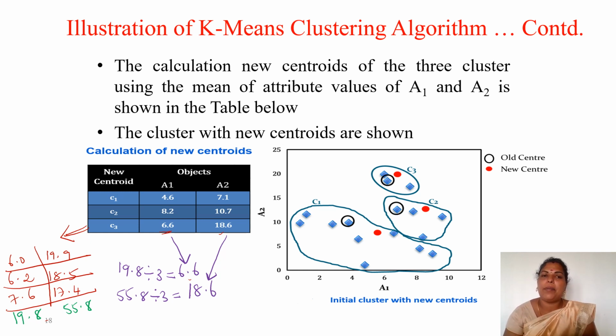After finding the mean, the calculation of the new centroids of the 3 clusters using the mean of the attribute values of A1 and A2 is shown in the table below. The clusters with the new centroids are shown below. So we have classified it into 3 clusters, and we have drawn the 3 clusters. This black represents the old centroid and this red represents the new centroids. Then based on this new centroid, again you have to find the distance between all the records and group them into different clusters.